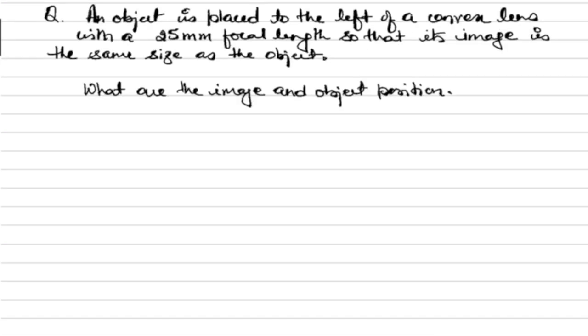Let's do this question. An object is placed to the left of a convex lens with a 25 focal length so that its image is the same size as the object. So that is the key here. What are the image and object positions? So let's try to answer this question.